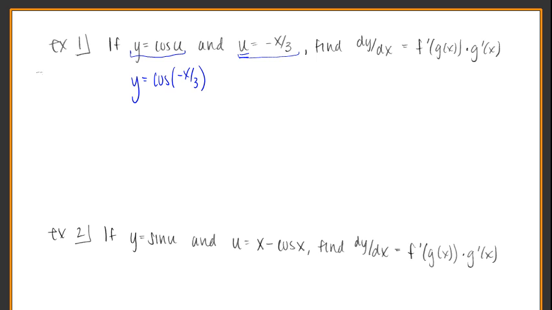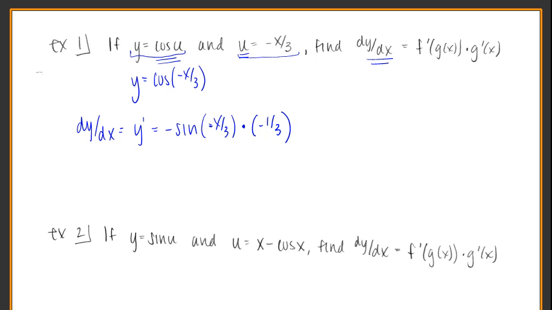Y is being a function of x, which specifically they want you to find dy dx. Okay, so together then dy dx, or y prime, is going to be mainly the derivative of the outside function. So the derivative of cosine is negative sine of our angle, which is just x over 3, and then we're going to multiply it by just the derivative of our angle, and the derivative of our angle is the negative 1/3.